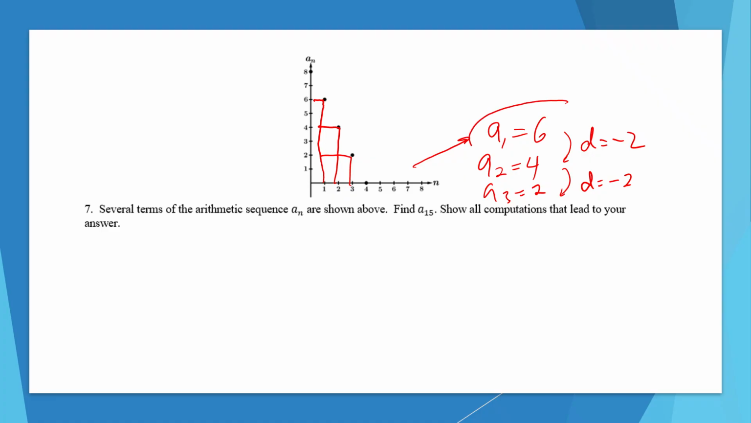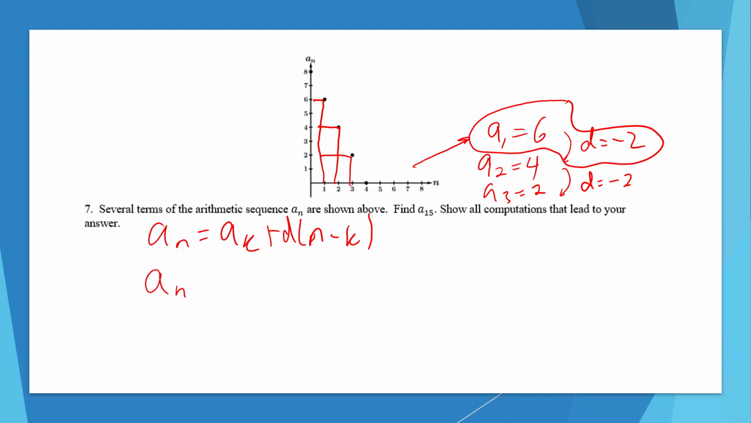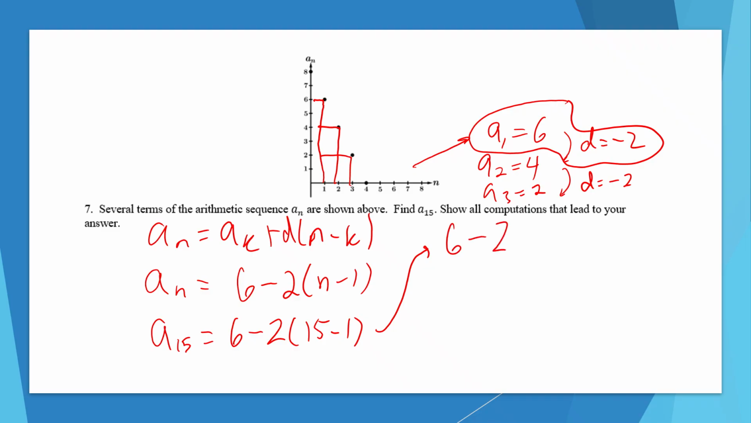Knowing this, we can plug this into our equation. So a of n equals a of k plus d times n minus k, not to the power of. Here, we're going to just find a general expression for a of n first. So this should be 6 minus 2, n minus 1. And then we are looking for the 15th term. So a of 15 equals 6 minus 2, 15 minus 1. This should be 6 minus 2 times 14, 6 minus 28. And this should be negative 22, should be our answer for number 7.